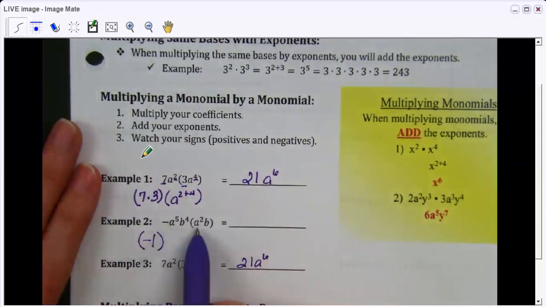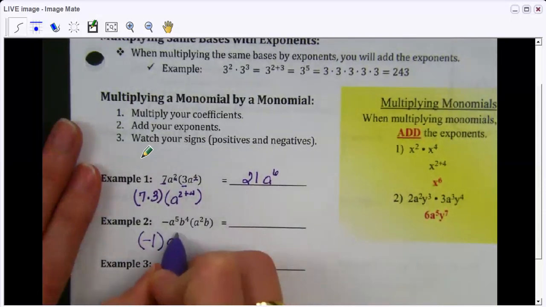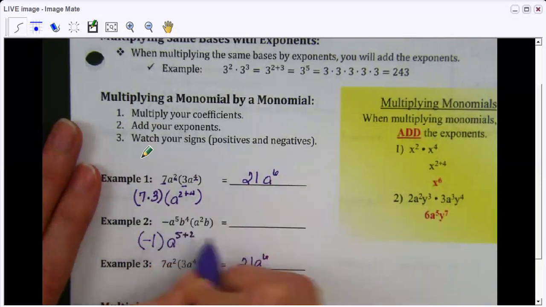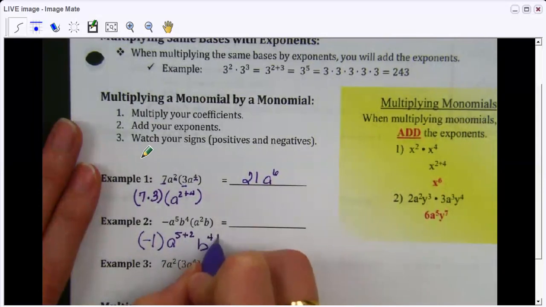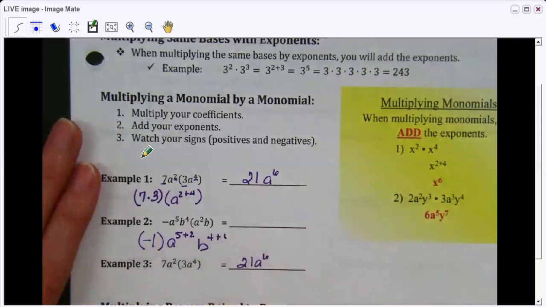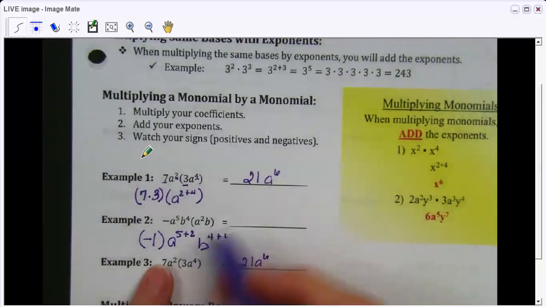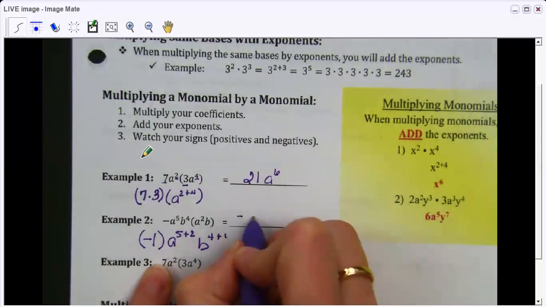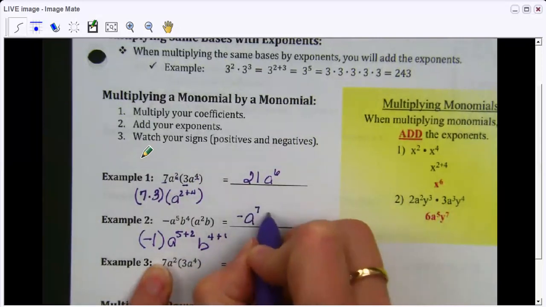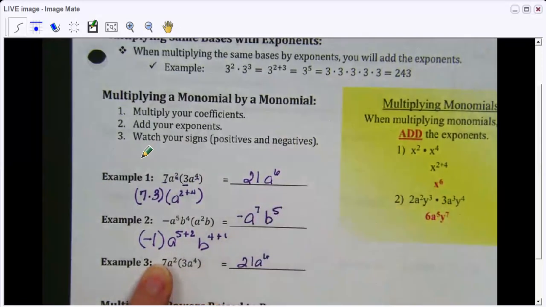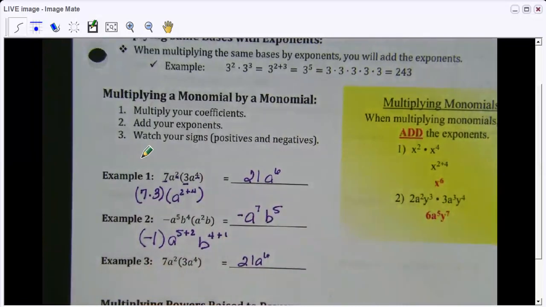And now we're going to combine our a's. We have a to the fifth times a to the second. Then we have b to the power of 4 times b to the power of what? 1, right? Because that exponent is 1. So our final answer will be negative a to the 7th, b to the 5th. Wouldn't it be 6 because it's 5 and 2? 5 plus 2 is 7. Oh my gosh, I see.